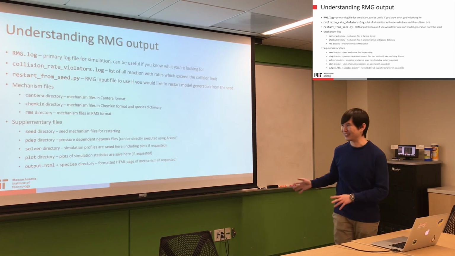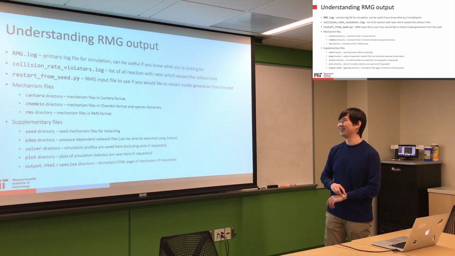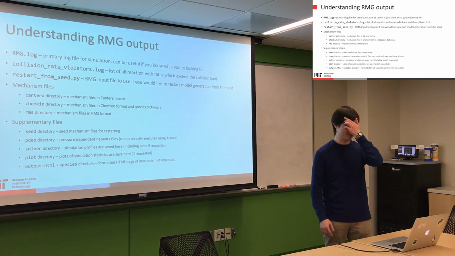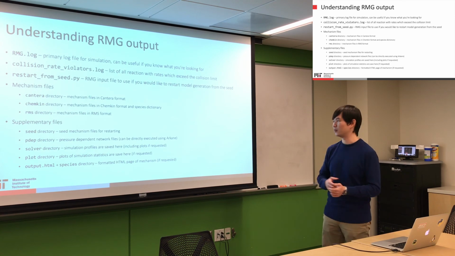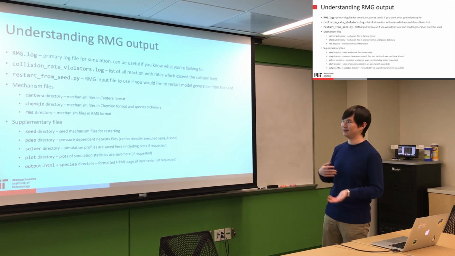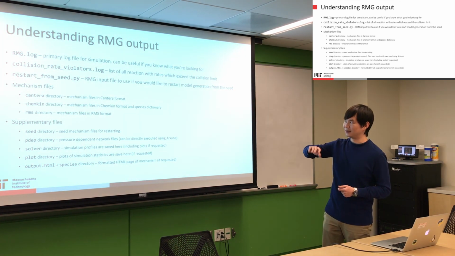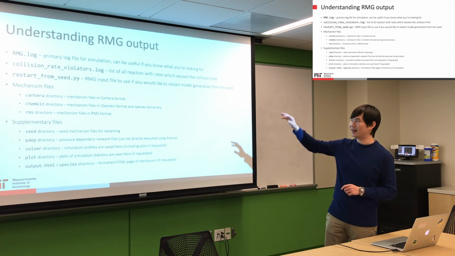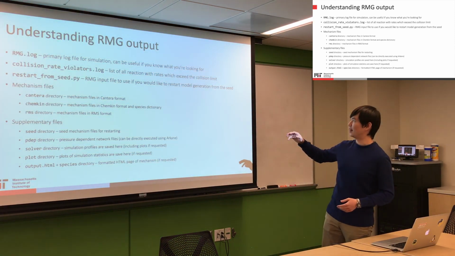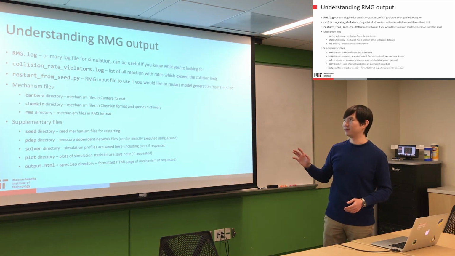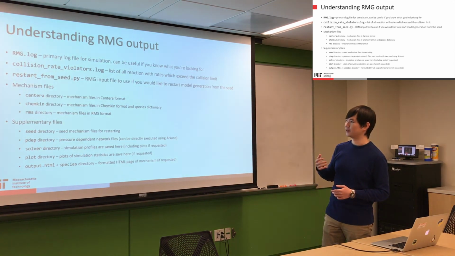Okay, so then the final topic. I was originally planning to have you run an RMG job, but since there's no time for that, I'll just go through the output that you would expect after you run an RMG job, and sort of what everything means. So the main file that RMG outputs is the RMG log, which has the full simulation and information related to that. It can be useful if you know what you're looking for, but in general, it's a lot of information that might not be very useful.